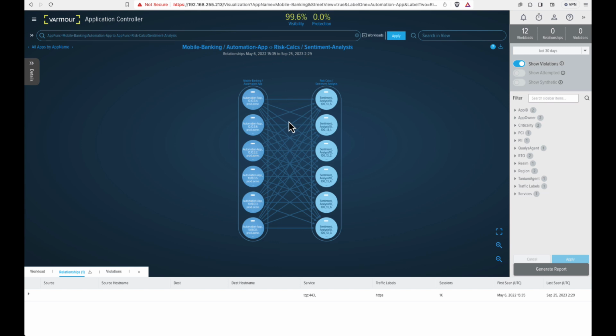For example, here we are looking at the dependency between mobile banking and the risk calculators application. And it allows us to understand the resilience properties of the dependency in order to plan changes effectively, recover from an incident, or assess the risk and resilience of my critical operations dependencies.